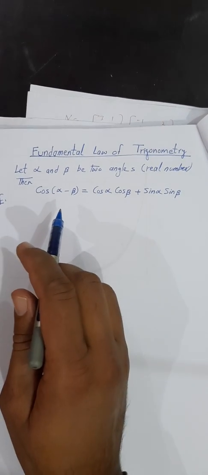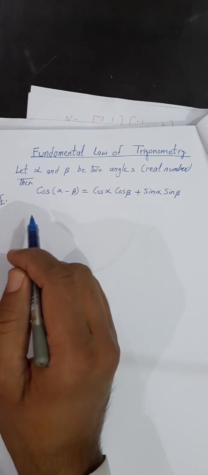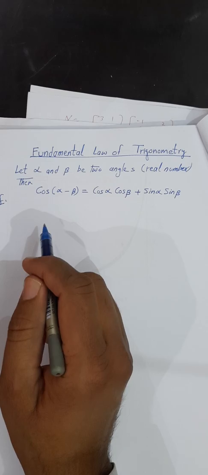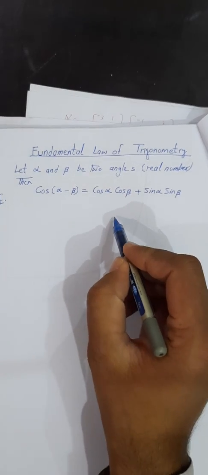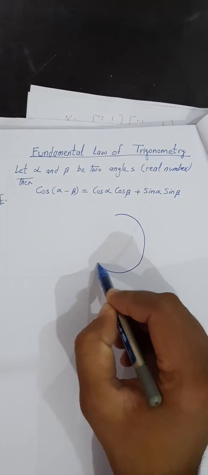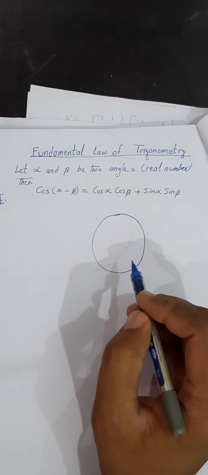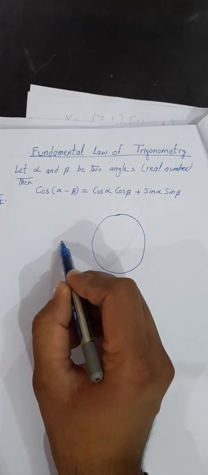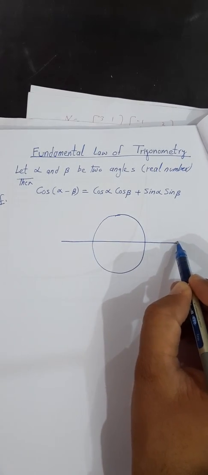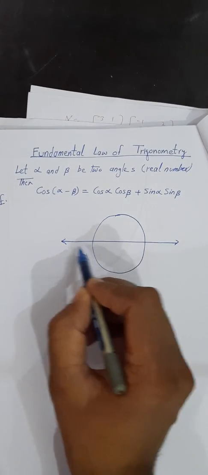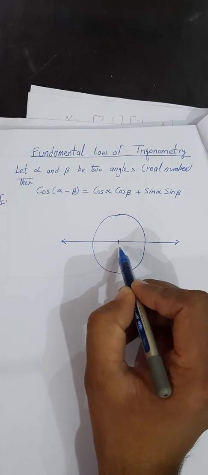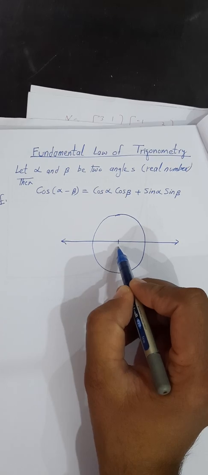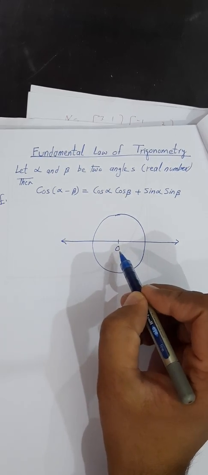For this proof, we will consider a unit circle like this. Let this be a circle, and this is the x-axis lying along the diameter of the circle and passing through the center of the circle, O.